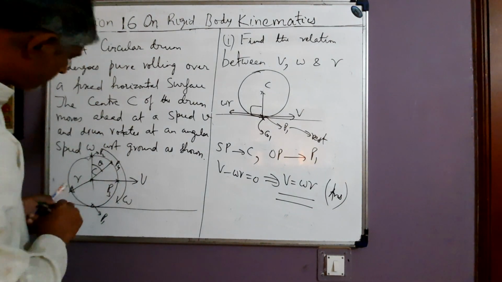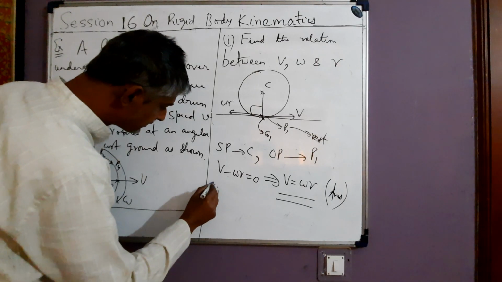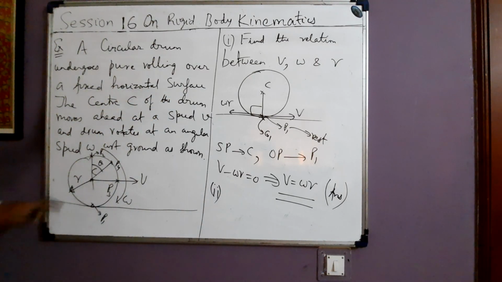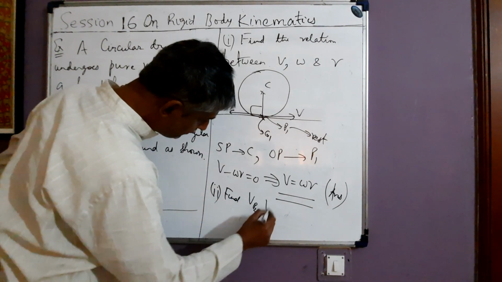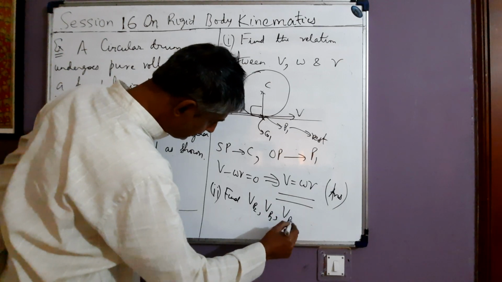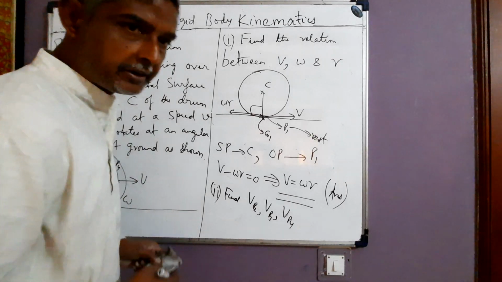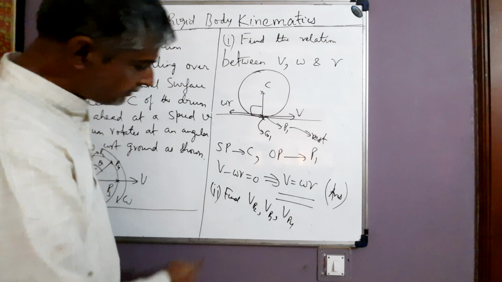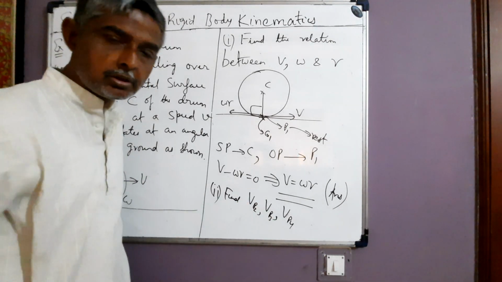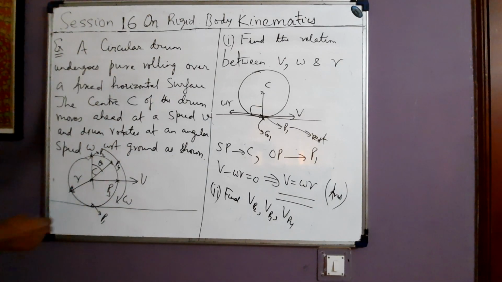Now the next condition is: find the velocity of P2, velocity of P3 and velocity of P4 in terms of V. In VP4, theta can also come, but in VP2 and VP3 it should be only in terms of V.